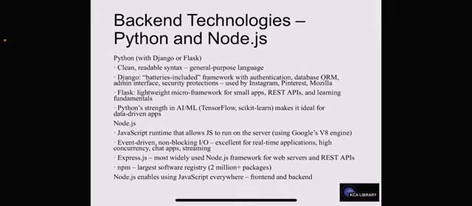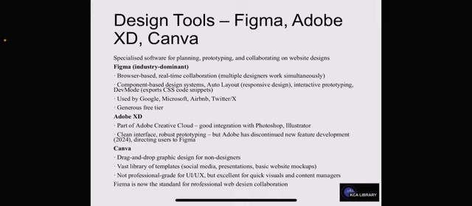Now let's move on to Node.js. Node.js is a runtime that allows JS, that is JavaScript, to run on the server using Google's V8 engine. It is event driven, non-blocking, and excellent for real-time applications, high concurrency, chat apps, streaming. Express.js is the most widely used Node.js framework for web servers and REST APIs.